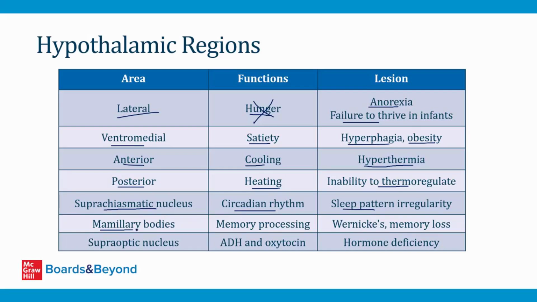And then the mammillary bodies are a region of the hypothalamus that are important for memory processing, and we'll talk about this later, but when there's bilateral damage to the mammillary bodies, you can get Wernicke's encephalopathy and memory loss.